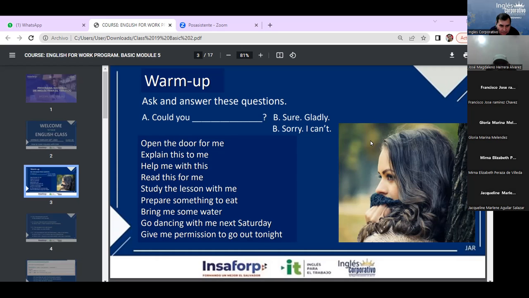Could you please open the door for me? Sure, gladly. Could you please explain this to me? Sure, gladly. Could you please help me with this? Sure, gladly. Could you please read this for me? Sure, gladly. Could you please study the lesson with me? Sure, gladly. Could you please prepare something to eat?